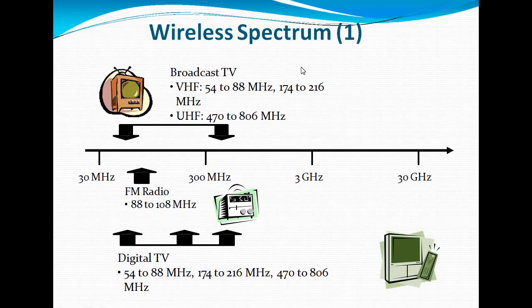So here is the wireless network spectrum. You can see here the broadcast TV, whose range is mentioned 54 to 88 megahertz, and here is the FM, which follows the range of 88 to 108 megahertz. Here are the digital TV signals, which perform in the range of 54 to 88 megahertz. So here is, you can say, wireless spectrum.